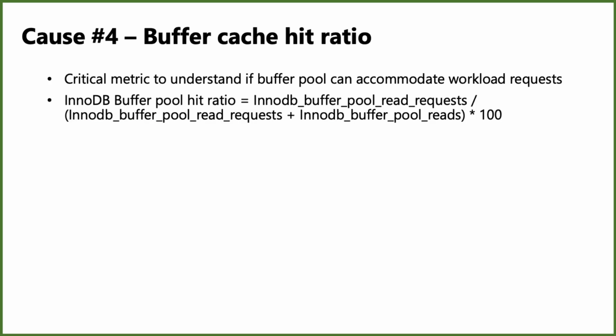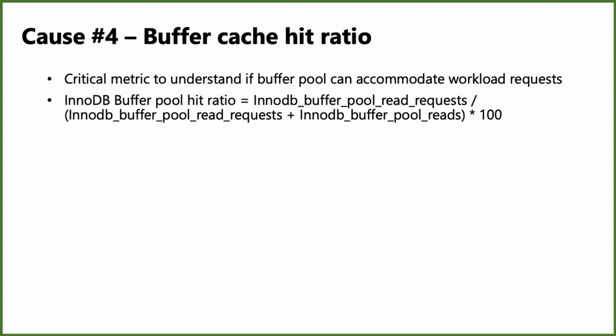We now come to one of the most critical metrics that's used in MySQL, and that is the buffer cache hit ratio. This value is needed to understand the effectiveness of the instance in supporting the workload. It is indicative of whether the buffer pool can accommodate the workload requests or not. And as a general rule of thumb, it is a good practice to always have a buffer pool cache hit ratio more than 99%.